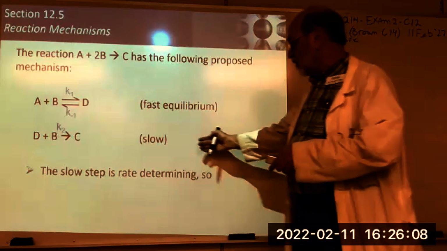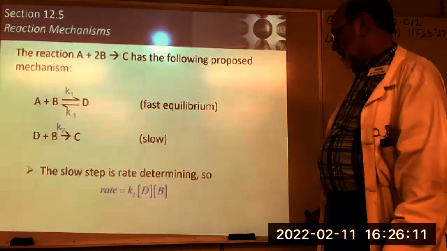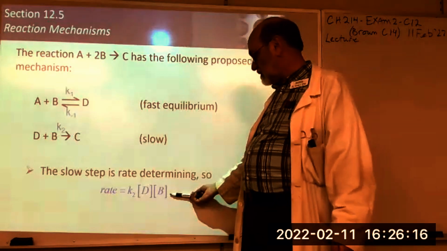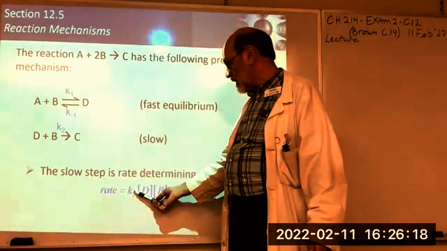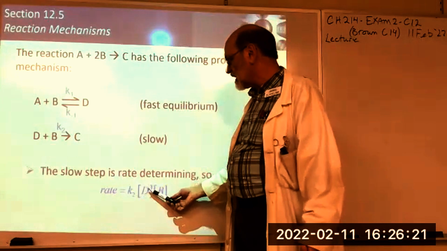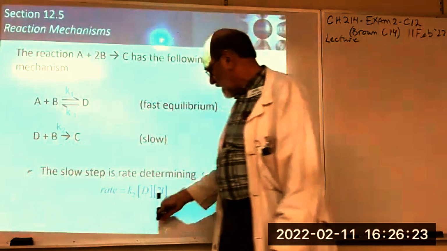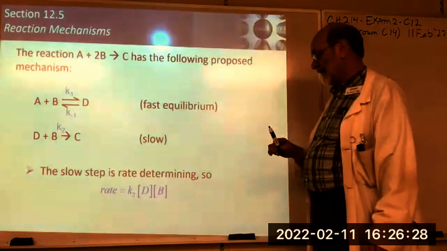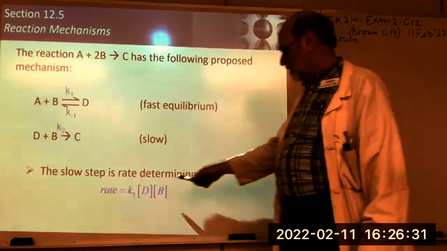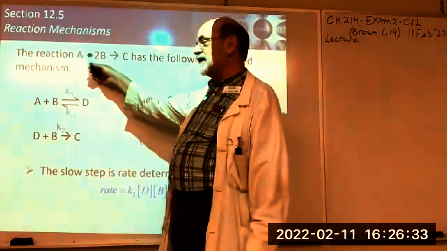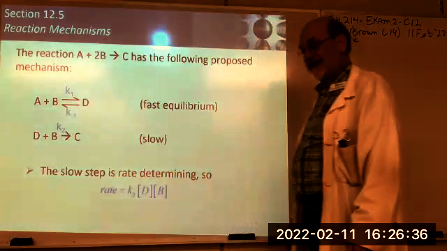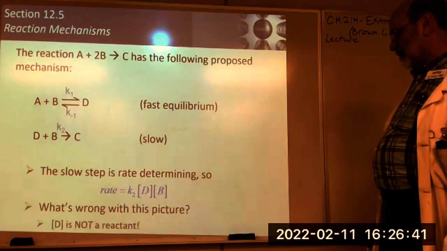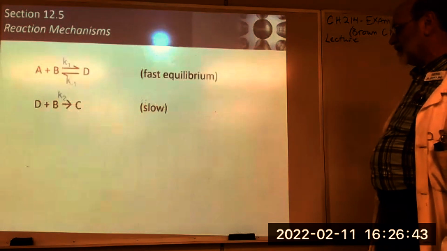So if this one's the rate determining step, then this would be the rate expression for the reaction. K2 would be the rate constant, times the concentration of D, which has a coefficient of 1, times the concentration of B, which has a coefficient of 1. But that D is not up here. We've got to get rid of the D somehow.